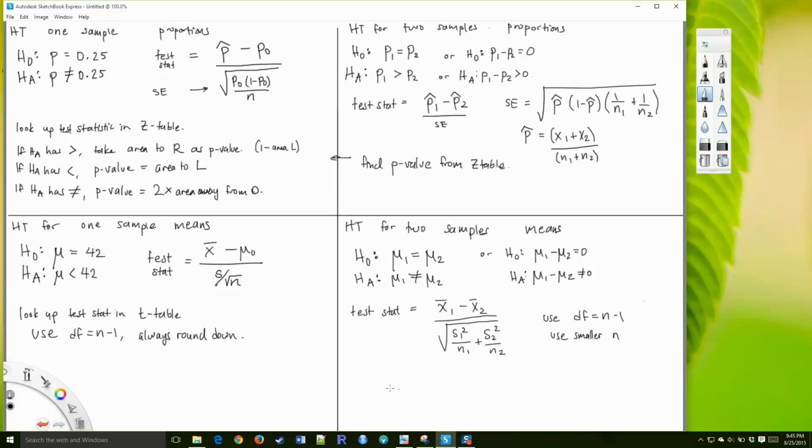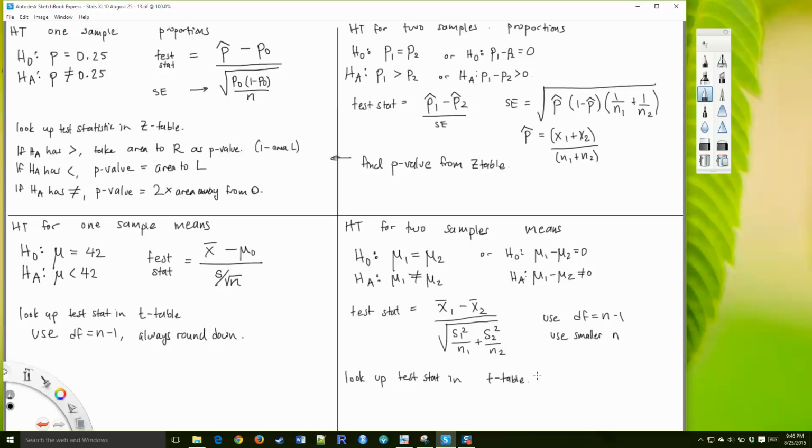And you look up the test statistic in the t-table. All right, and so that kind of summarizes all the different pieces of hypothesis testing. At the end, the conclusions you make are always the same.